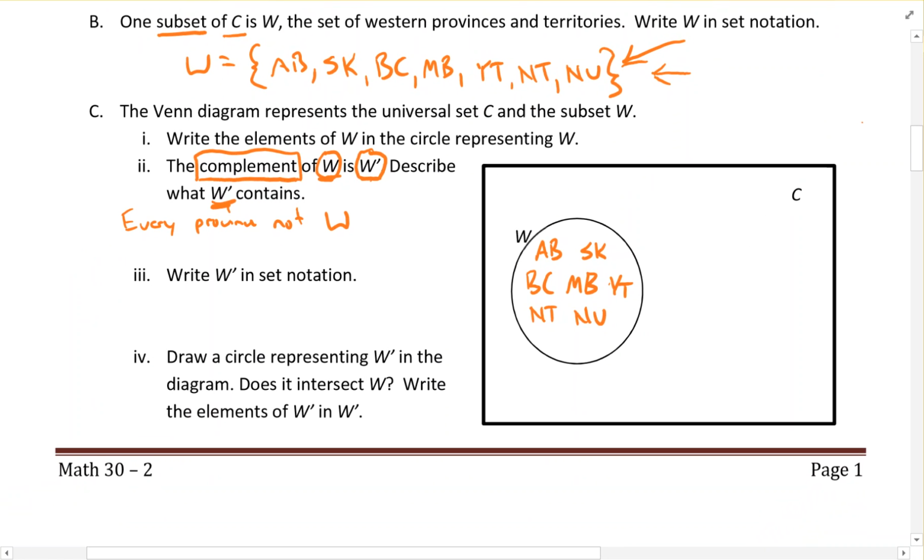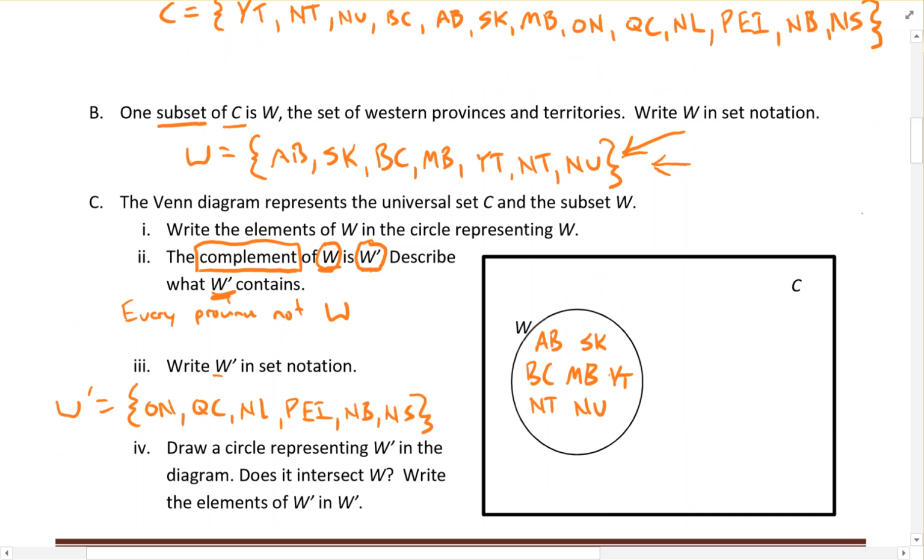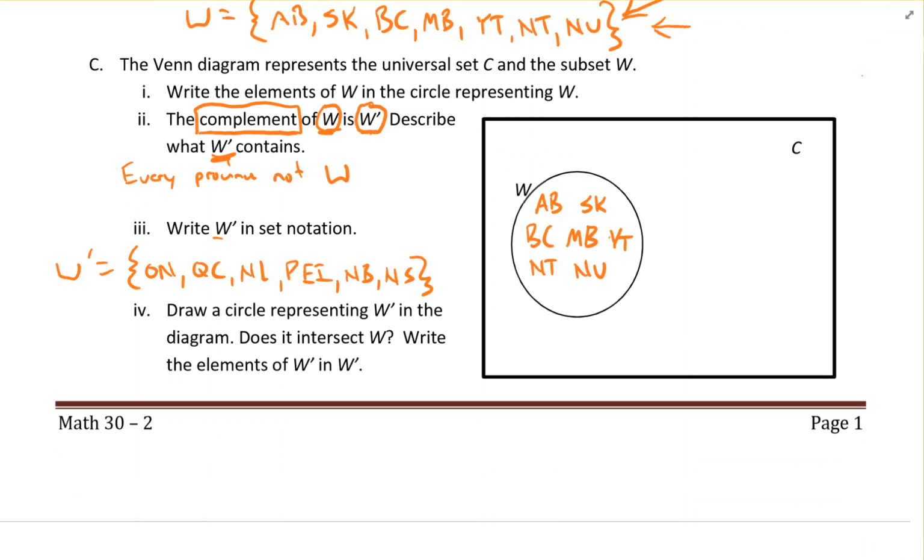Okay, now write W prime, or the complement of W, in set notation. Well, that would just be W prime is equal to... Okay, so that's it. Now it says draw a circle representing W prime in the diagram. Does it intersect with W?